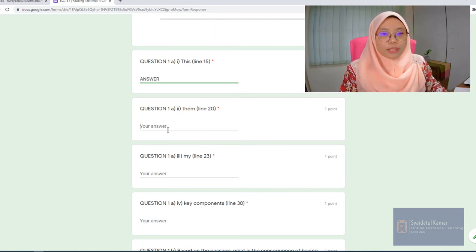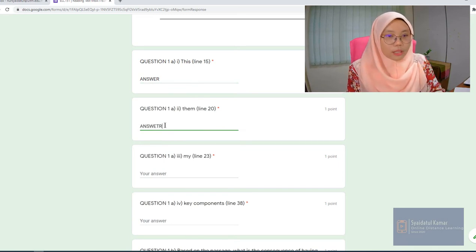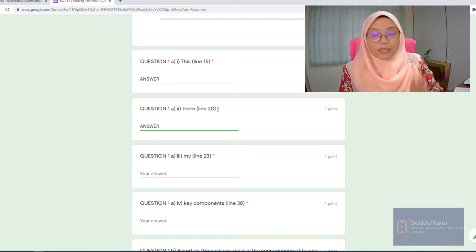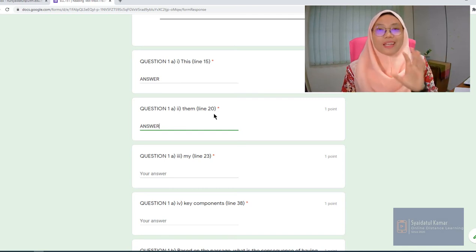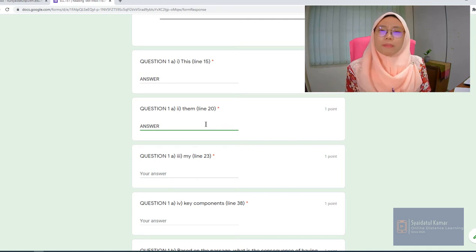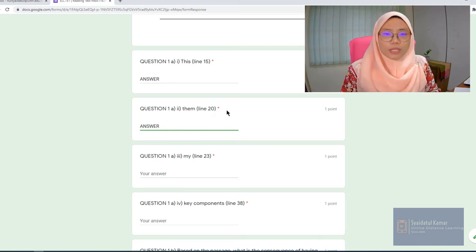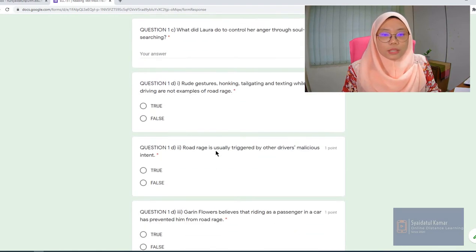Write your answer here. You have to make sure that you type the right answer. Please check your typing and make sure that there is no spelling error, no typo. If you are using a handphone or any kind of tablet, make sure that your answer is not autocorrected. Please check that very carefully, and obviously you have to answer all of the questions given.